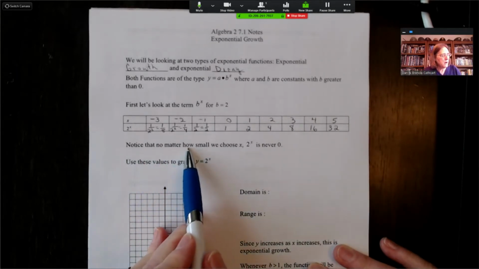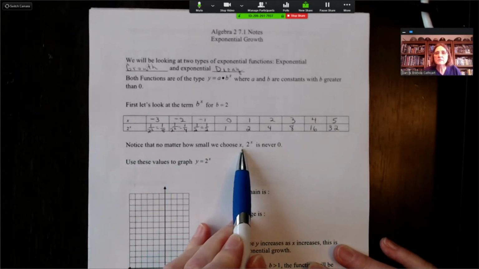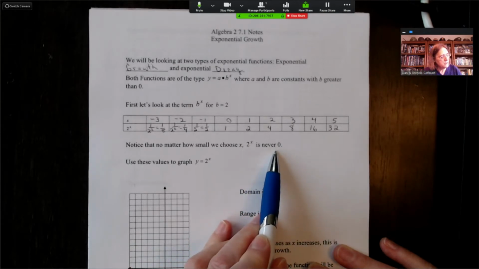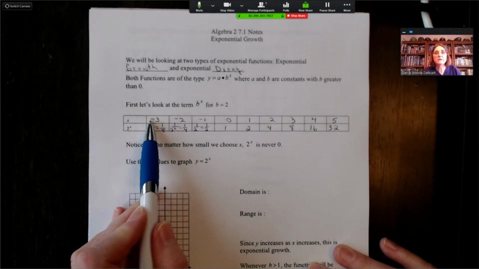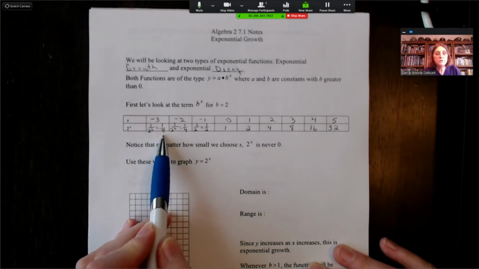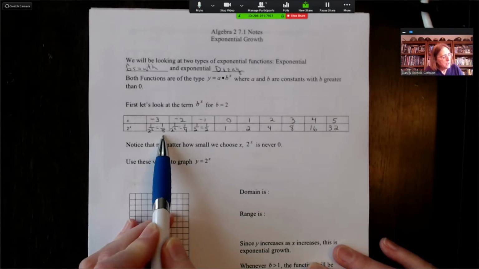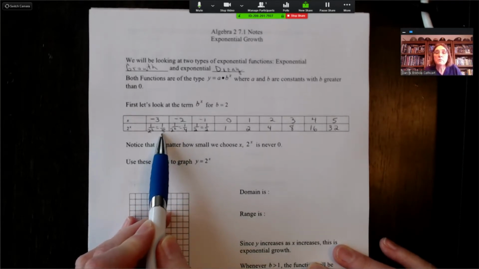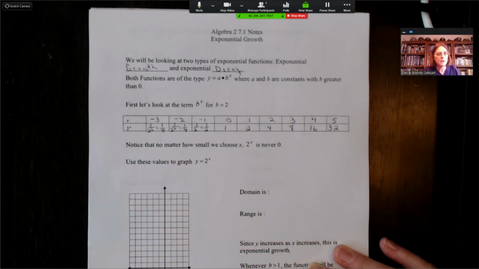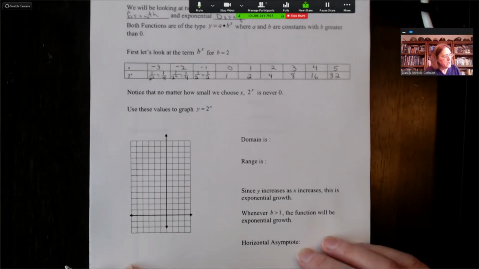Notice that no matter how small we choose x, 2 to the x is never 0. As we look at these values for x that are negative values, our corresponding value of 2 to the x is just a fraction. And as we would continue, this fraction would get smaller and smaller, that is, closer and closer to 0. Let's use these values for x to graph 2 to the x.